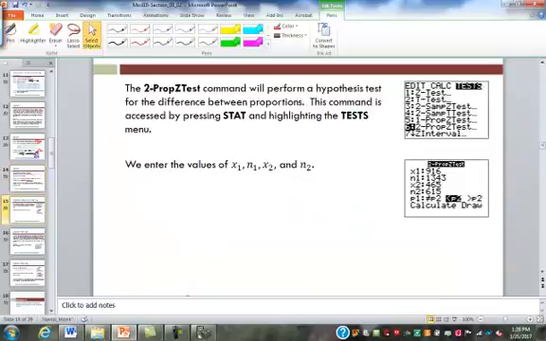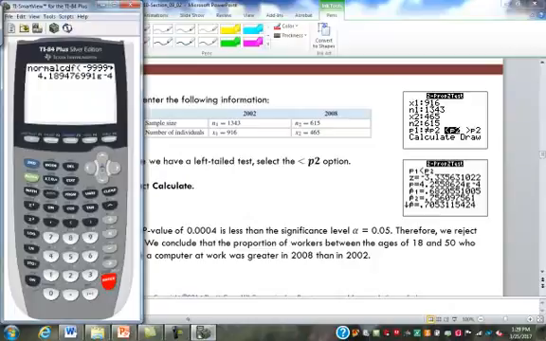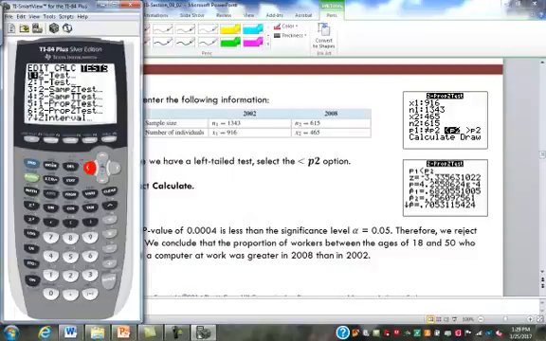Then here's the commands for doing it on the calculator. So let's do that quick. I've got the information up. On the calculator, you would go to Stat, Tests, and you can see it's 2-prop z-test. It's option 6. You go there, and it's going to ask you what's x1. Well, in the first sample, there were 916 who used a computer. N1, the sample size, was 1,343.